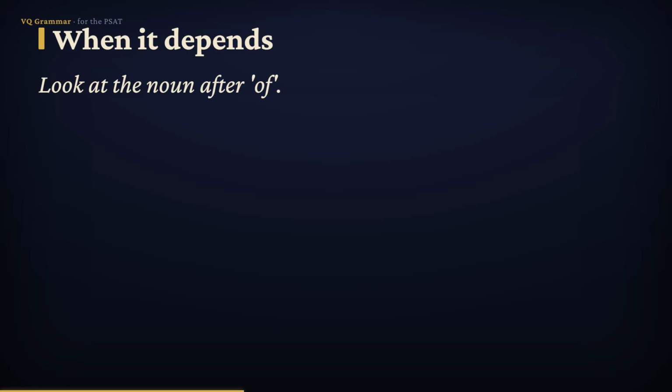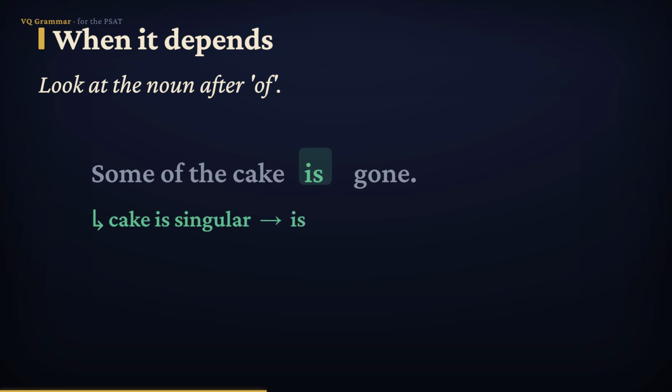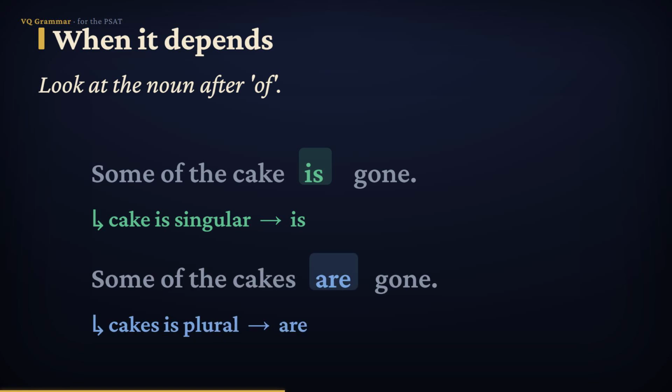So how does the depends group work? For some, all, any, most, and none, look at the noun in the of phrase right after it. Watch. Some of the cake is gone. Cake is one thing, singular, so some is singular, is gone. But change one letter. Some of the cakes are gone. Now cakes is plural, so some is plural, are gone. Same word, some, but the noun after of decides. That little of phrase is your clue.